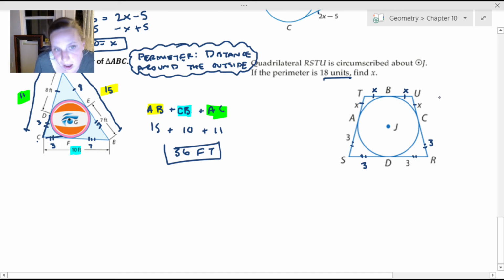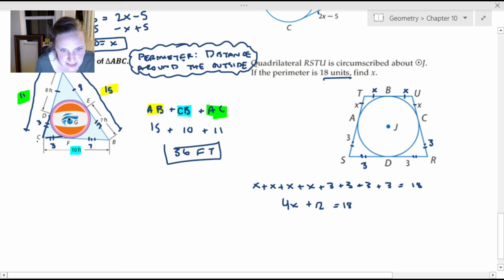But I do know all my x's and all my 3's have to add up to 18. So all my x's, x plus x plus x plus x, and all my 3's, there's 4 of them, have to equal 18. So now I'm just combining like terms. I've got 4 x's, and 3 times 4 is 12, is equal to 18. And now I'm just solving. Subtract 12 from both sides. 4x is equal to 6. Divide by 4, and x is equal to 1.5.